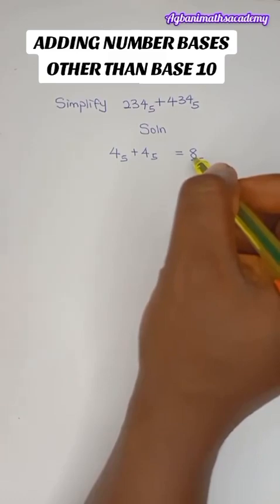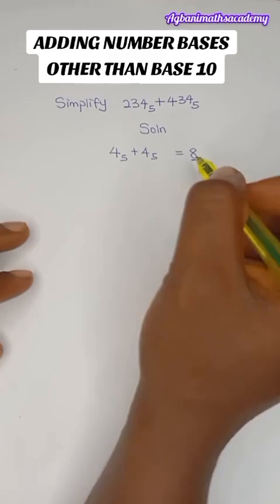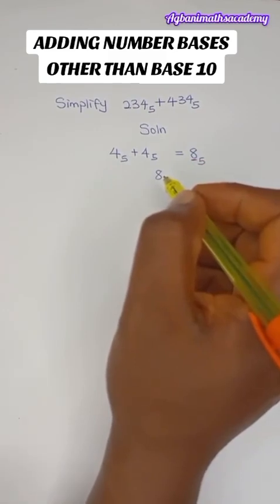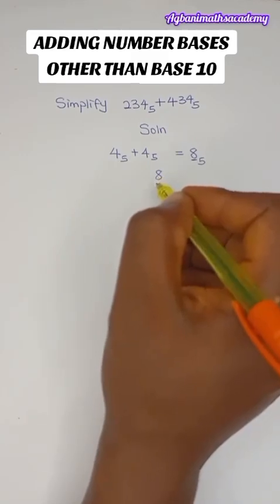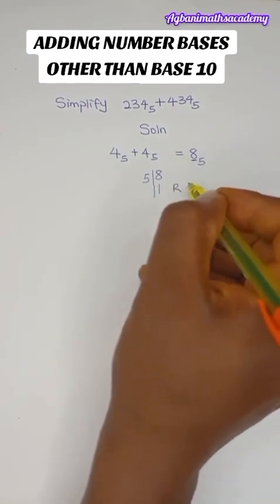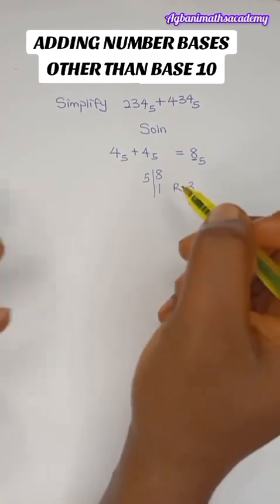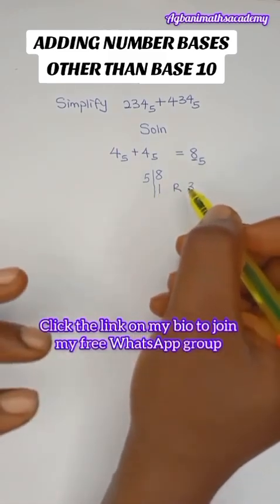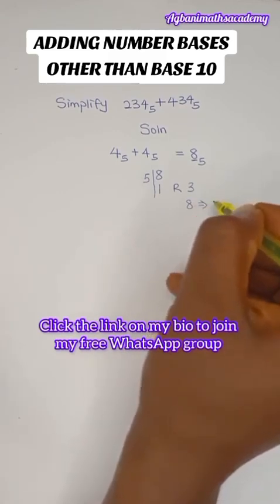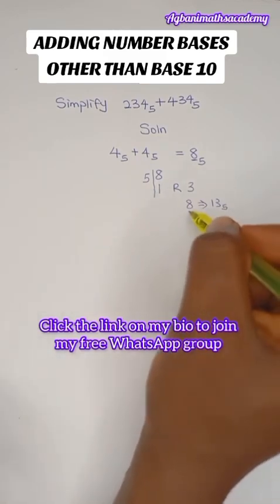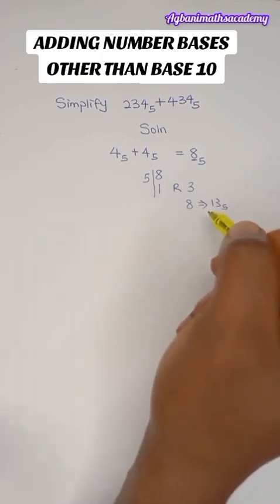So what are we going to do to convert this 8 to a value in base 5? What we are simply going to do is write down 8 and divide by 5, just as we normally convert from base 10 to base 5. When you divide 8 by 5, we are going to have 1 remainder 3. So in base 5, instead of having 8, we have 13. So the equivalent of 8 in base 5 is 13 base 5. We are going to use this when we are adding the values. So whenever we have a number greater than 5, we're going to convert that number to a value that can be accepted in base 5.